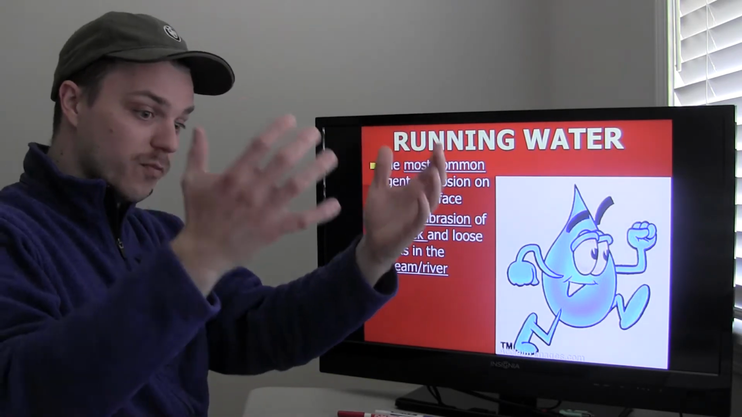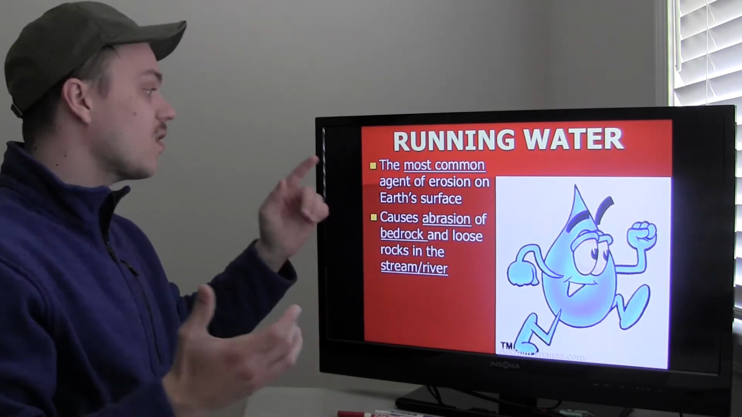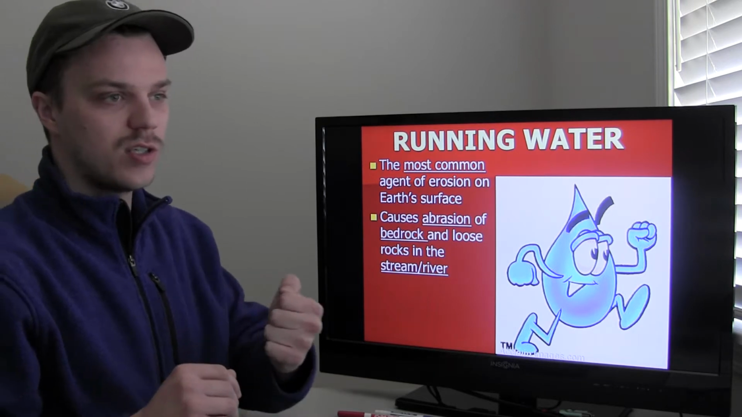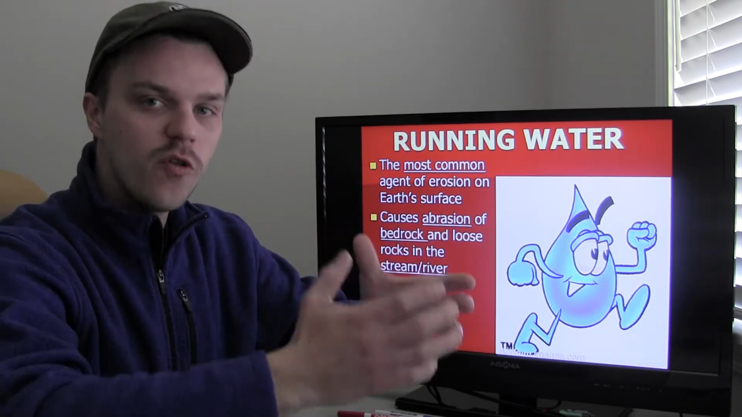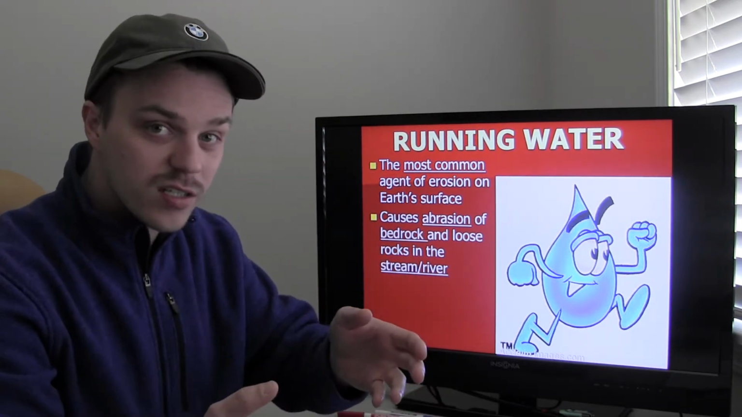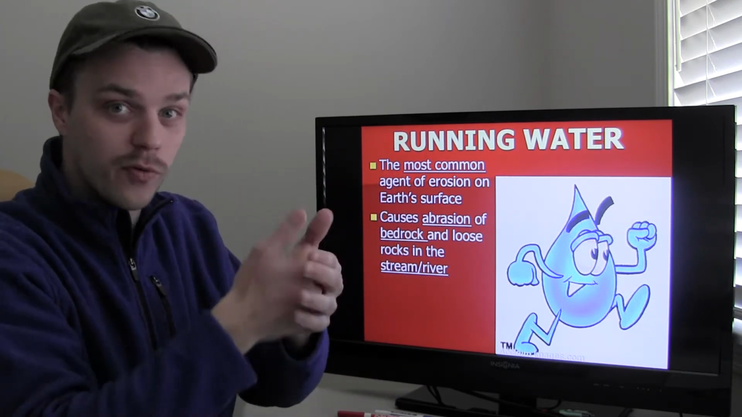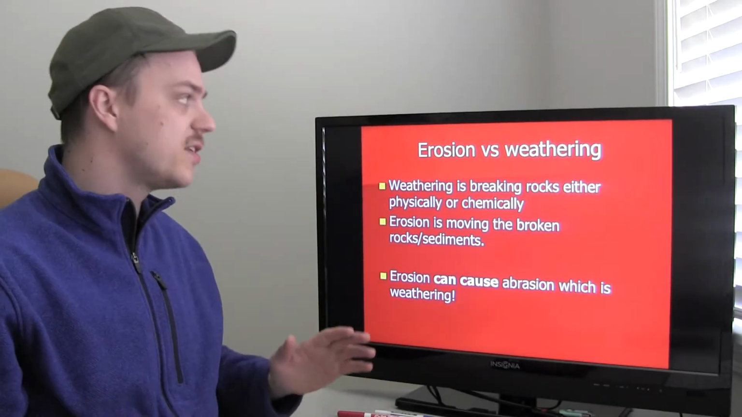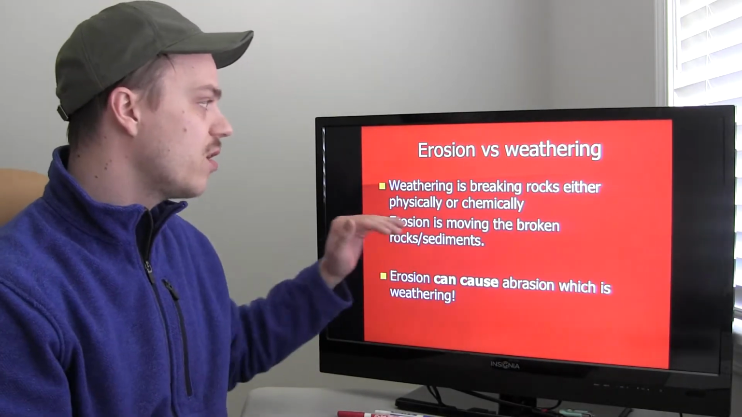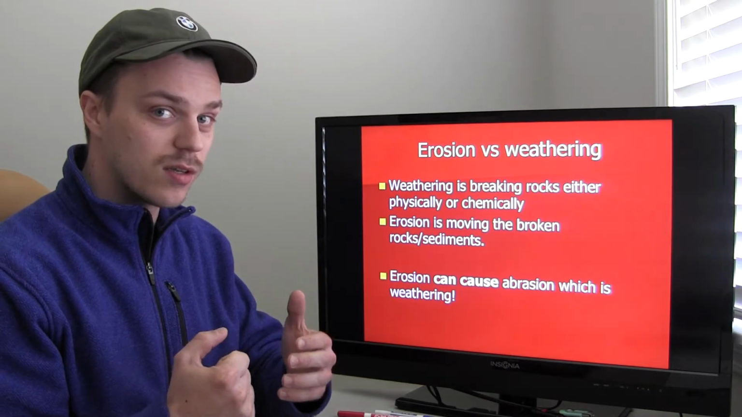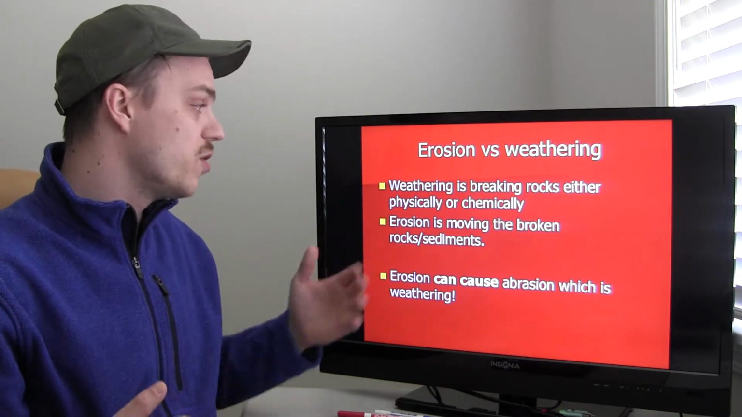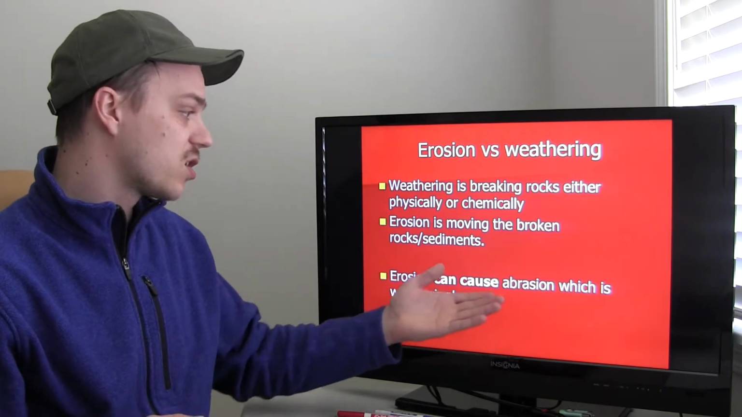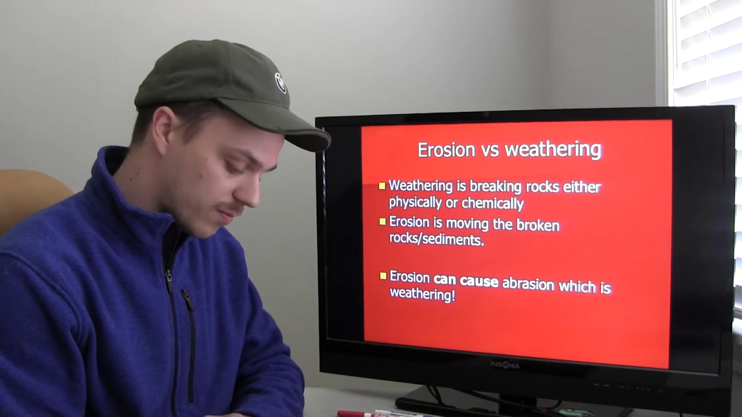So when rocks roll through the stream, across the stream bed, abrasion happens, and we get those nice rounded sediments. So the erosion, or the movement of the sediments, causes the weathering, or the abrasion, of the sediments in a stream. Just to be clear, the difference between erosion and weathering is that weathering is breaking rocks, either chemically or physically. Erosion is going to be moving those broken rocks, okay? Erosion can cause abrasion, which is weathering.